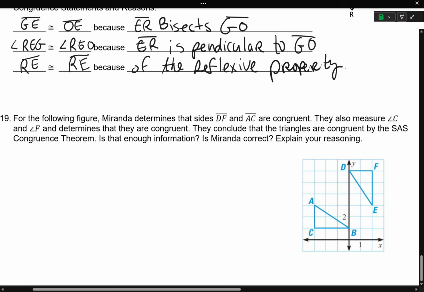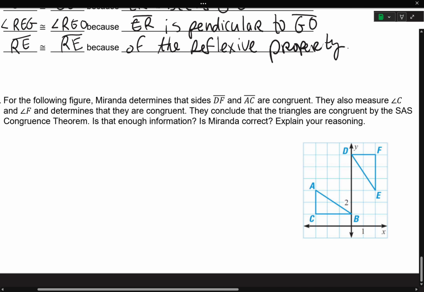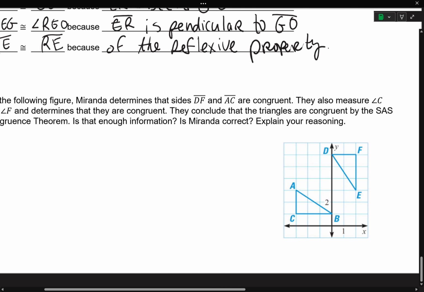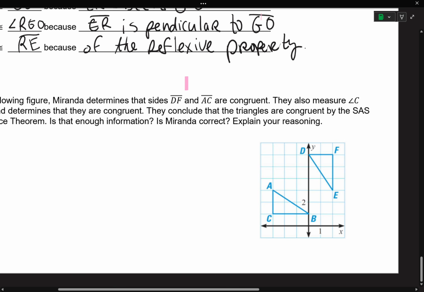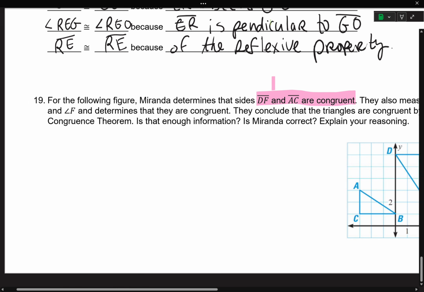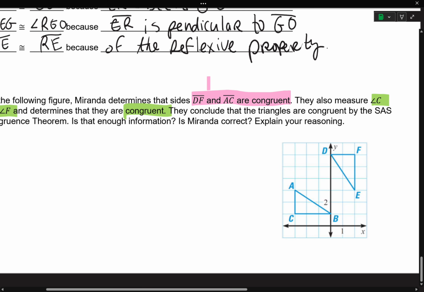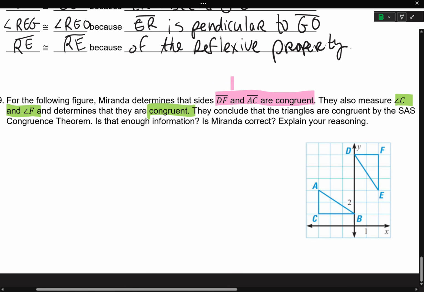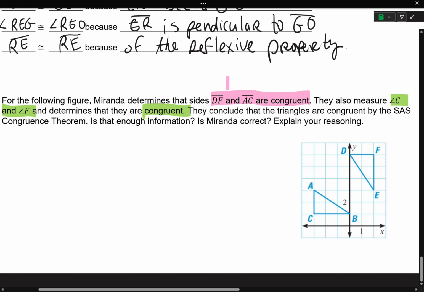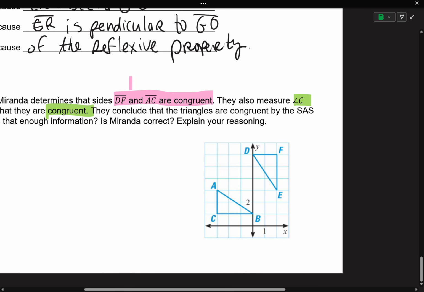Sure is. For the following figure, Miranda determines that DF and AC are congruent. They also measure that angle C and angle F and determines they're congruent. They then conclude that the triangles are congruent by side angle side. Is that enough information? Is Miranda correct?